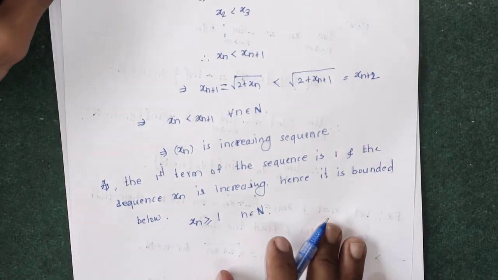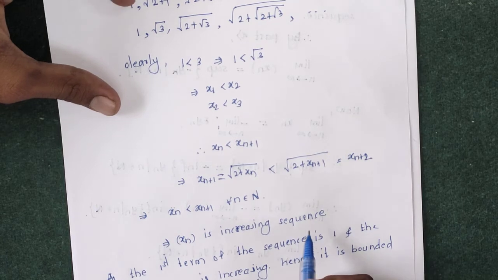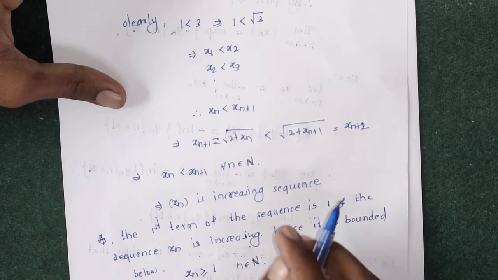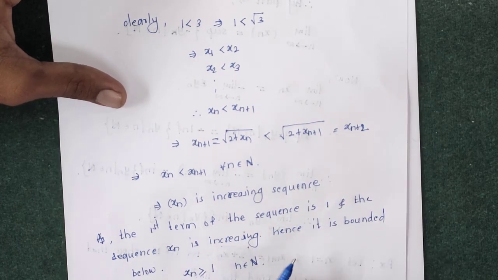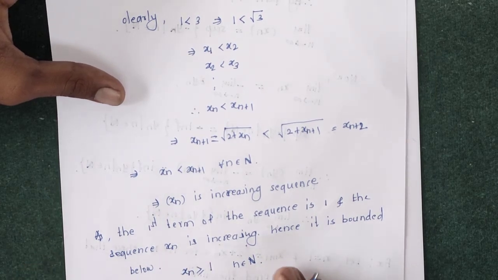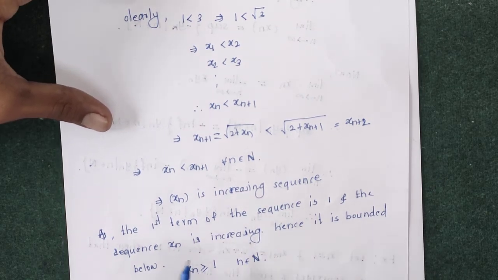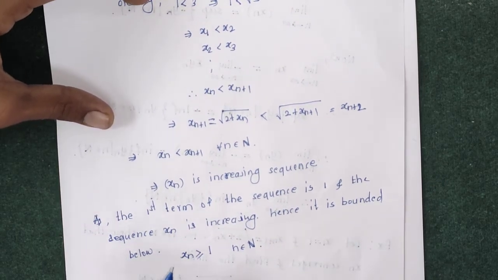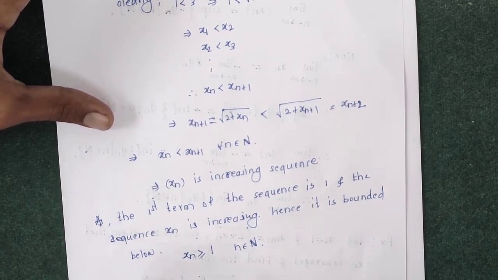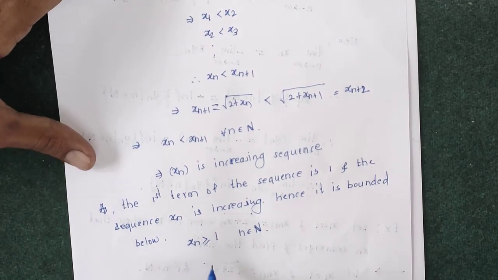Now we have seen that the sequence is increasing, and again we have seen that the sequence is bounded below. If this sequence is bounded above, then we say that the sequence is bounded, that is, a sequence is said to be bounded whenever it is bounded below as well as bounded above. The monotone convergence theorem says that if the sequence is monotone and bounded, then the sequence is convergent. So we can say that this sequence converges. So we have to show that xn is bounded above.